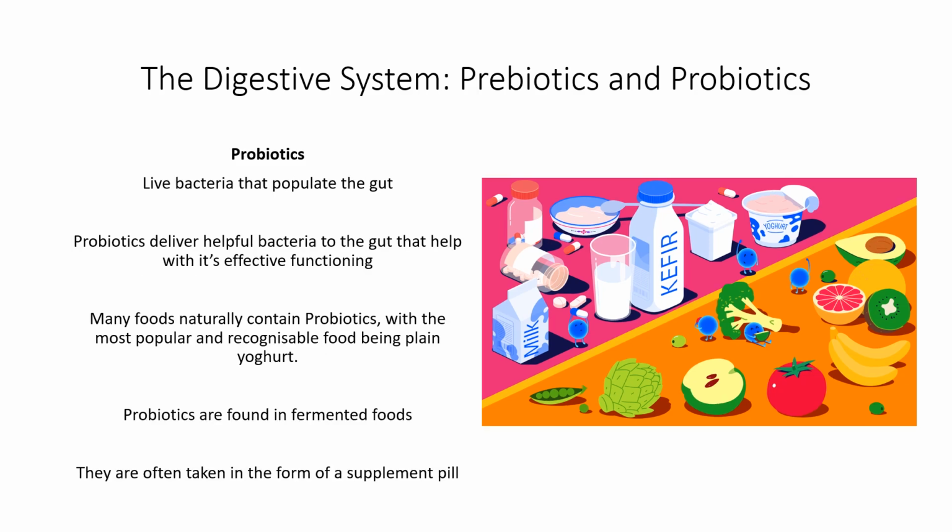Moving on to probiotics. Now, these are actual live bacteria that will populate the gut. So different from prebiotics, which will feed and ferment the bacteria already in your gut, probiotics are live bacteria that populate the gut. These help to deliver helpful bacteria to the gut that will help with its effective functioning. Many foods will naturally contain probiotics, with the most popular and recognizable food being plain yogurt.